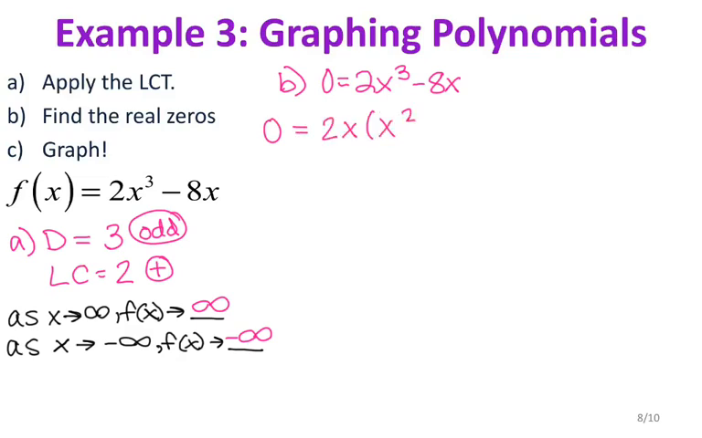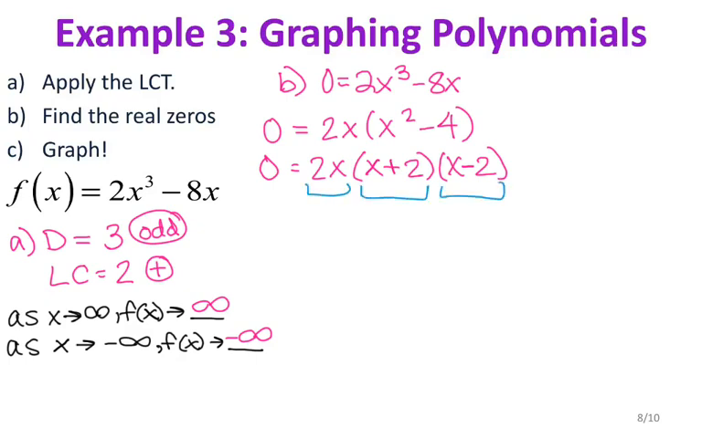That leaves me with x squared minus 4. X squared minus 4 is a difference of squares, so that's x plus 2, x minus 2. And then I'm going to take each one of these factors and set it equal to 0. So I have 2x equals 0, x plus 2 equals 0, x minus 2 equals 0.